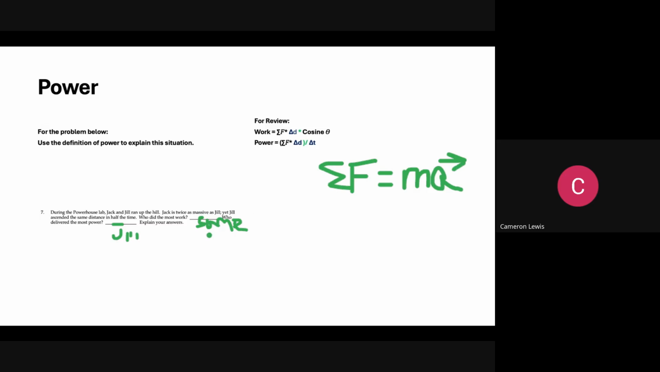mass times acceleration, right? Now, specifically, stay with me, don't lose me. The force we're talking about specifically is someone's weight. I'll put it on the screen. The force due to gravity, that's someone's mass times gravity, the acceleration due to gravity. So if I'm a person, and we say right here, how does their mass compare? How is Jack's mass compared to Jill's?